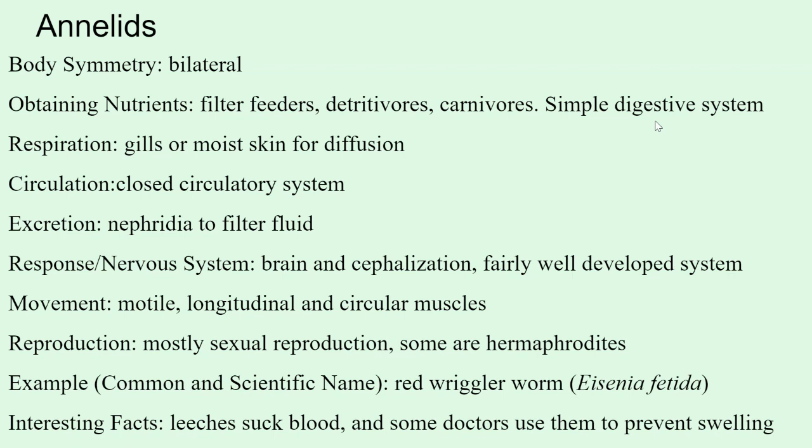And an interesting fact is that leeches are an example of annelids. They're actually fairly closely related to wriggler worms, and they can suck blood, and some doctors have even used them to prevent swelling in some people who have had too much swelling in their bodies due to too much blood being in the area.